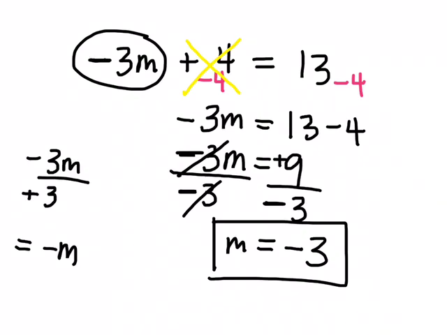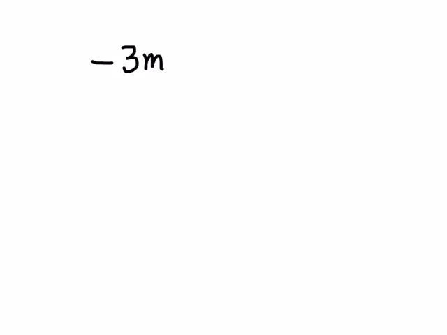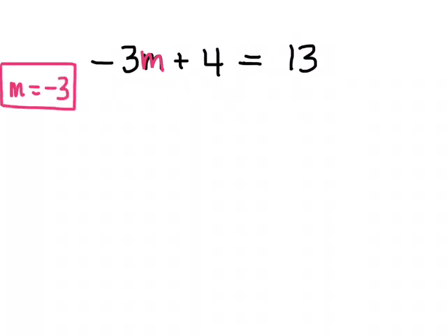Okay, do you remember how to check? So let's write the original equation, negative 3m plus 4 equals, what was it? 13. And we said that m is equal to, what was our solution? Negative 3. Okay. Let's check. We want to check to make sure this is true. How do we check this? Do you remember how to do this?